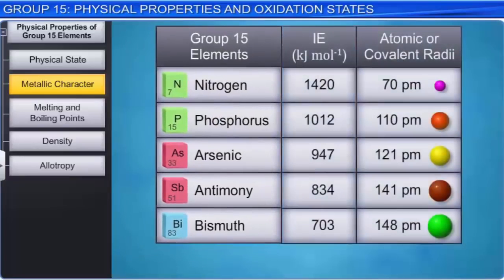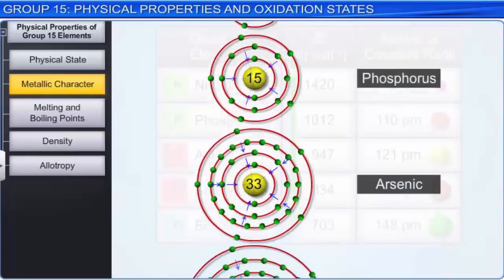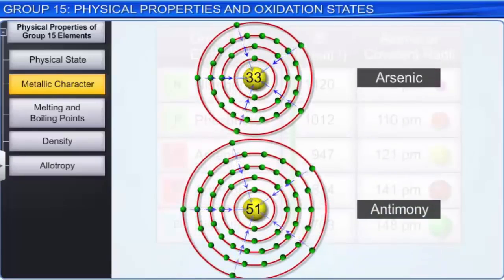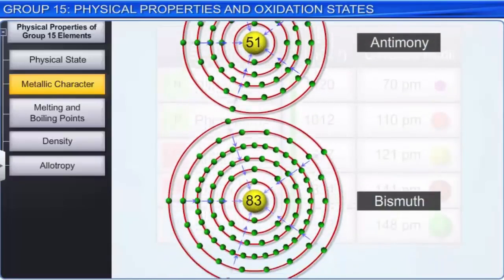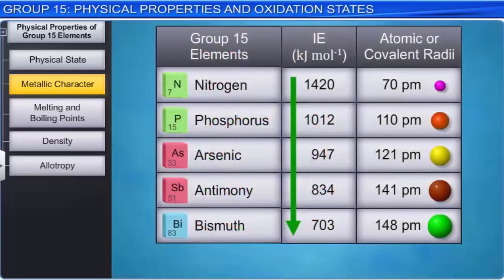As you move down the group, the ionization enthalpy of the elements decreases with an increase in their atomic size. In other words, the effective nuclear force of attraction on the valence electrons decreases down the group. As a consequence, the metallic character increases down the group.